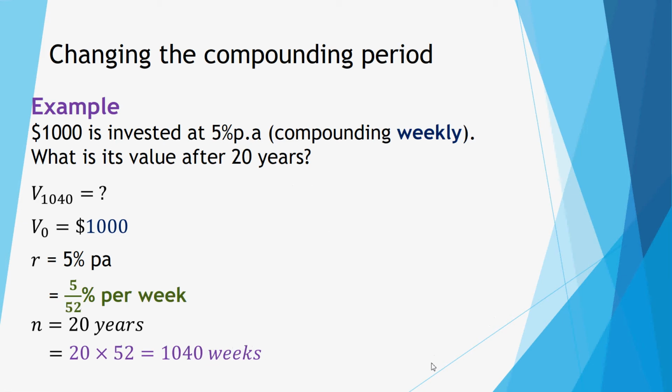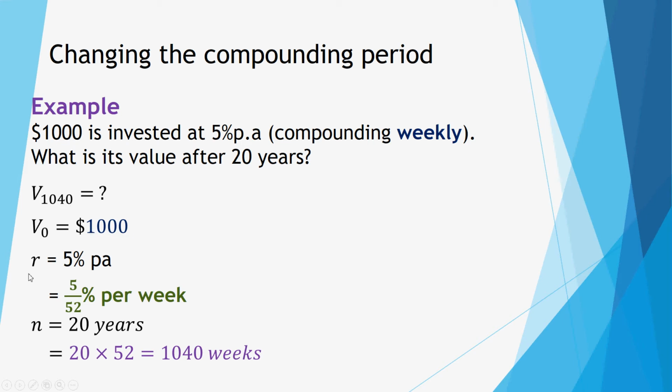Repeat once again for compounding weekly. So weekly, there's 52 weeks in a year. We multiply that by 20 for the 20 years. That tells us in 20 years' time we will have had 1,040 weeks go by. So what's the value of this investment after 1,040 weeks?